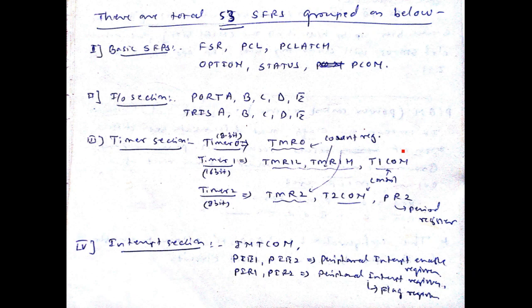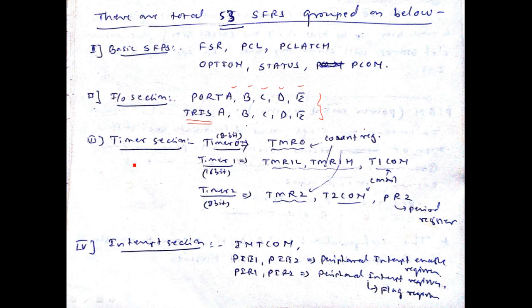Just now we have seen that there are some basic SFRs like program counter lower, PC latch, option register, status, power control register. Okay, then for the IO section, there are SFRs associated with the different IO ports. We have seen that in this microcontroller there are in all 5 IO ports, A, B, C, D and E. Corresponding to every port there is a TRIS type of register. This register is used to configure the given port either as input port or output port. So these are also additional SFRs, associated with the IO section.